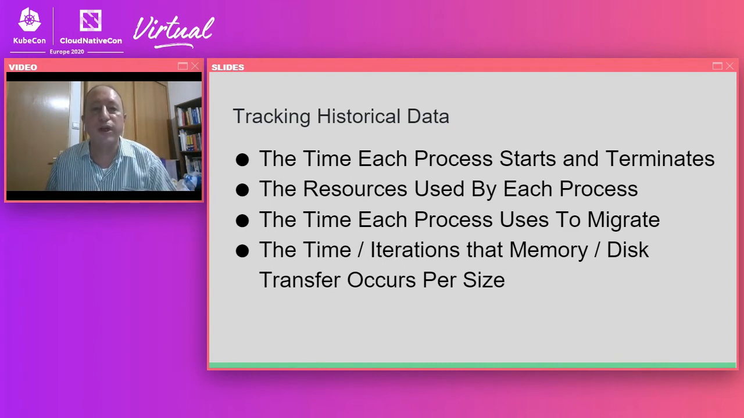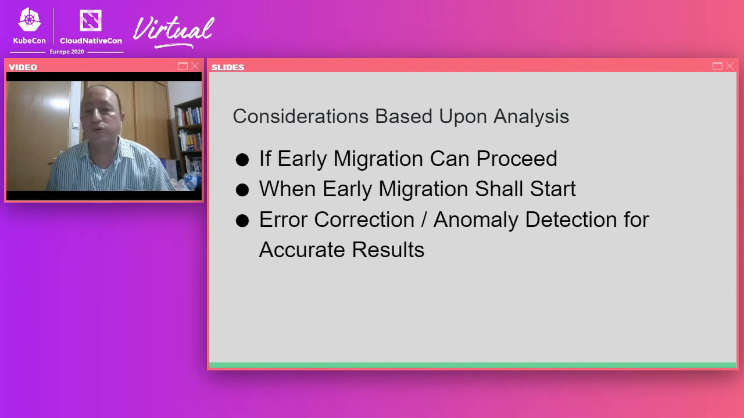Tracking historical data. The time each process starts and terminates is important data for us to collect for this type of application. The resources used by each process, the time each process uses to migrate, the time and iterations that memory or disk transfers occur per size. These are all the types of data that we would consider collecting.